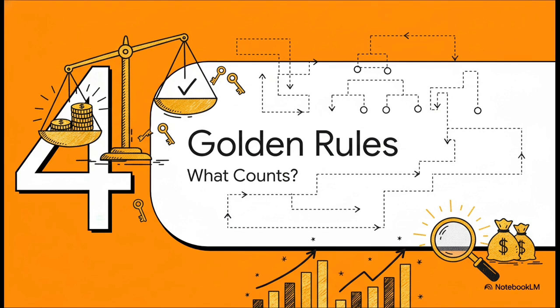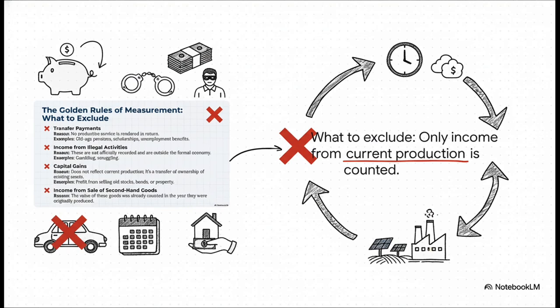Now, to make sure these numbers are accurate and aren't just nonsense, economists have to be super strict. They follow a set of golden rules that decide what gets counted and, just as importantly, what gets left out. The most important rule is this: we only count income that comes from this year's production of goods and services. That means we have to exclude things like pension payments or unemployment benefits because no work is being done in return right now. We also exclude illegal activities, obviously, and things like capital gains from selling stock, that's out too, because you're just transferring ownership, not creating anything new. Same goes for selling a used car. Its value was counted way back when it was first built.